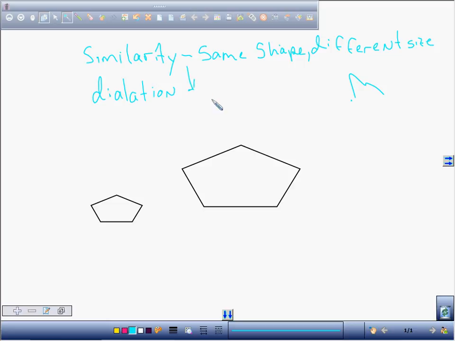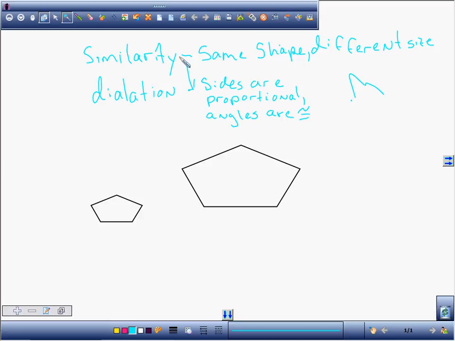Okay, the other thing about similarity, sides are proportional. We talked about proportions, right? And something else about the angles. Angles are congruent. Okay, angles are congruent. So that's what similarity is. And then you'll have some questions like, are these things similar?